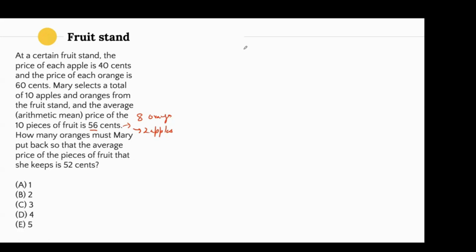Okay. So what's the situation after that? Again, we're dealing with apples and oranges. Apples are 40 cents each, oranges are 60 cents each. The overall average now has to become 52 cents. And what's the question? How many oranges must Mary put back so that the average price of the pieces of fruit that she keeps is 52 cents? So all the fruits that she keeps, their average needs to be 52 cents. The only thing she's doing is she's returning some oranges.